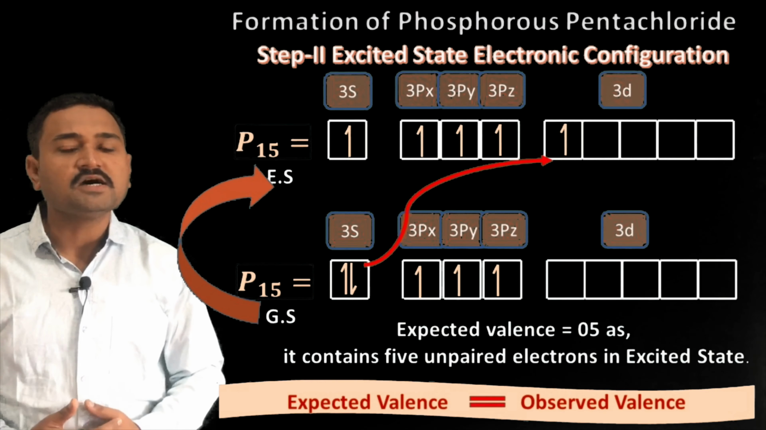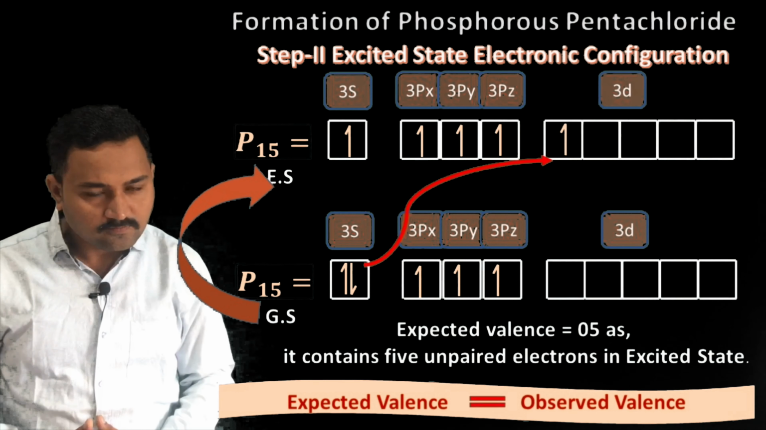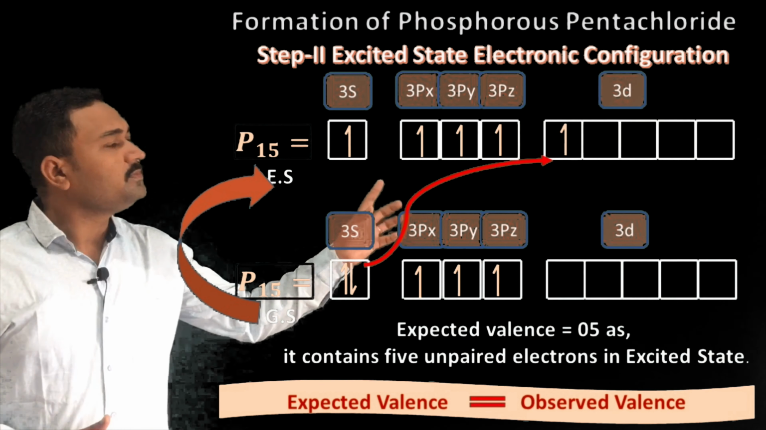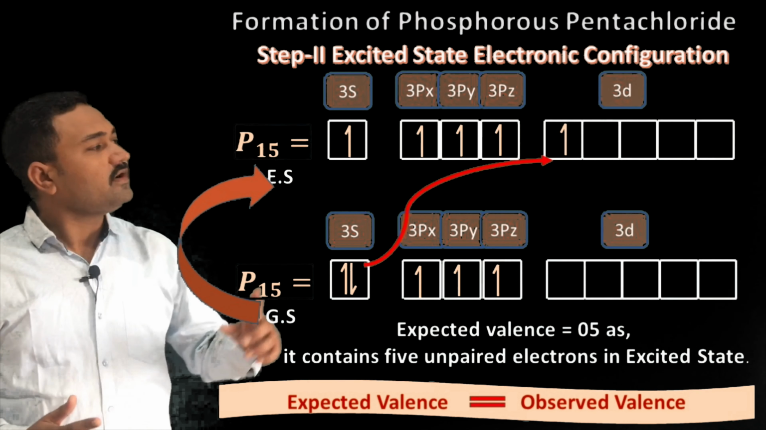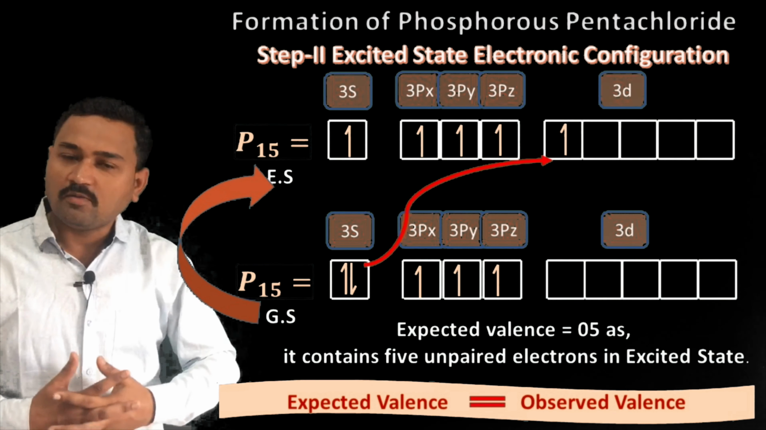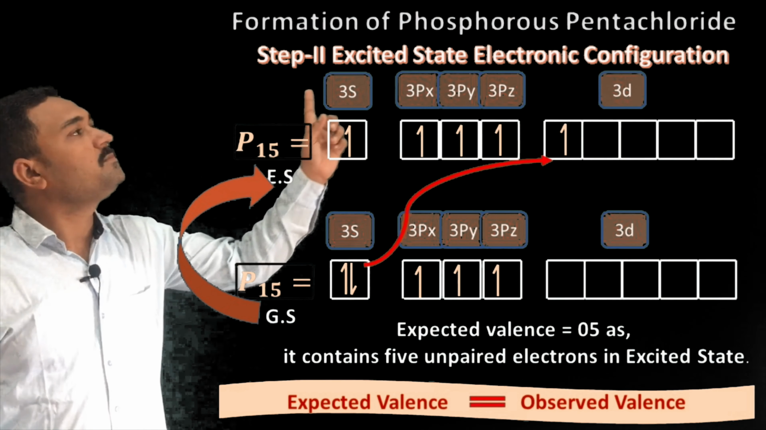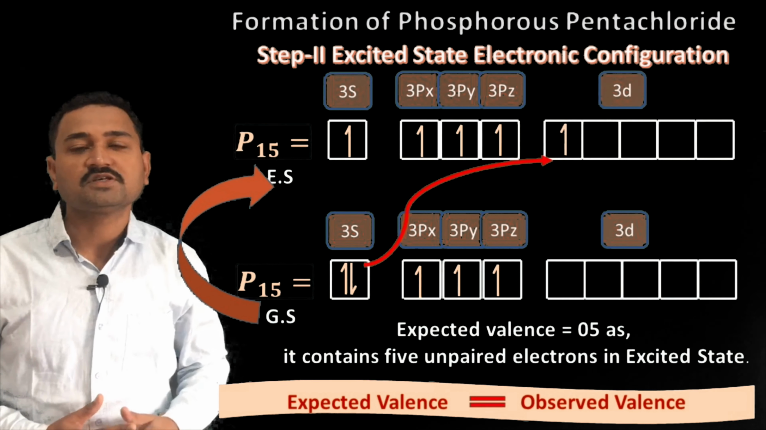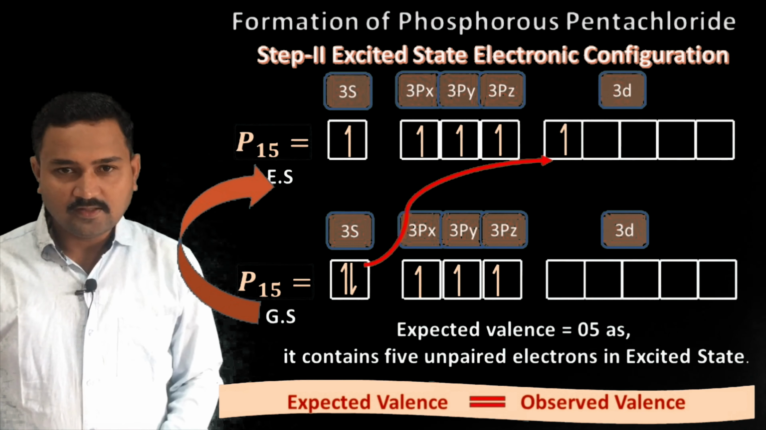Now if we observe the excited state electronic configuration for this phosphorus atom, the number of unpaired electrons will be 5. Hence here the expected valency will be 5 and the observed valency is also 5. So this is a simple excited state formation during the formation of the PCl5 molecule. This is our third step.